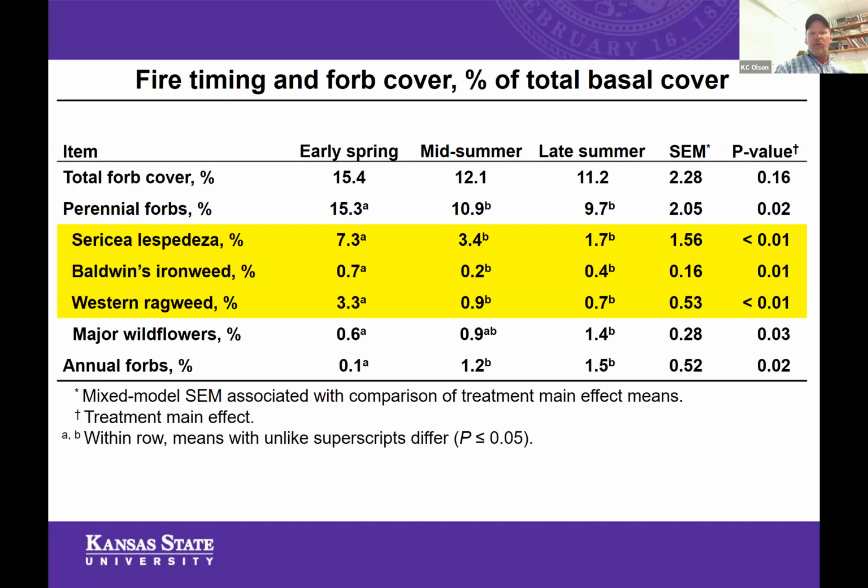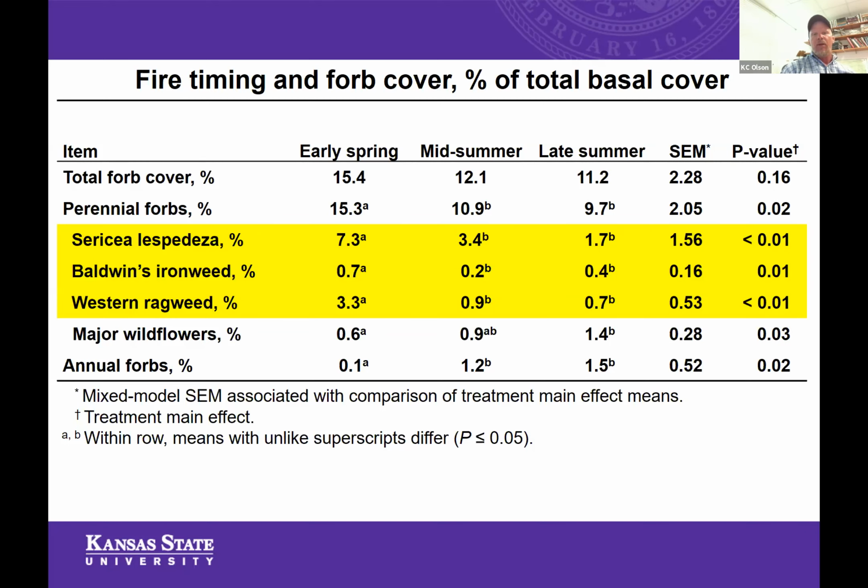Where we did have some pretty profound effects is on the forb community. Even though our total forb cover did not change based on fire regime, we had some major shifts in the perennial forbs, the ones we tend to think of as being native and good. And we got a little panicky, so we looked into which of these perennial forbs are really changing. Well, the top of the list was Sericea Lespedeza.